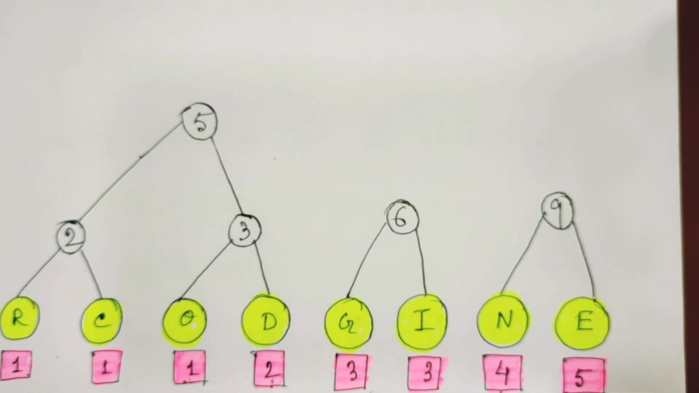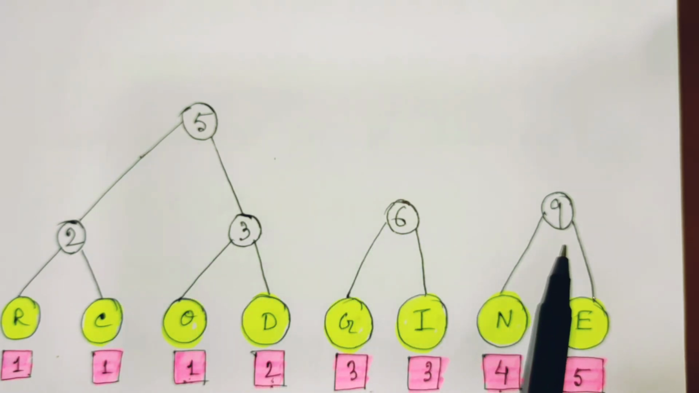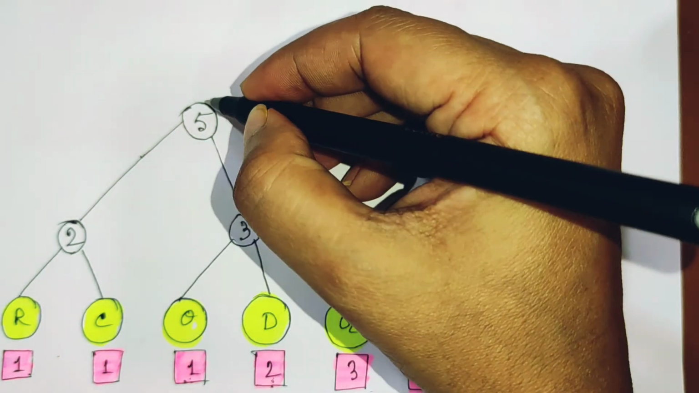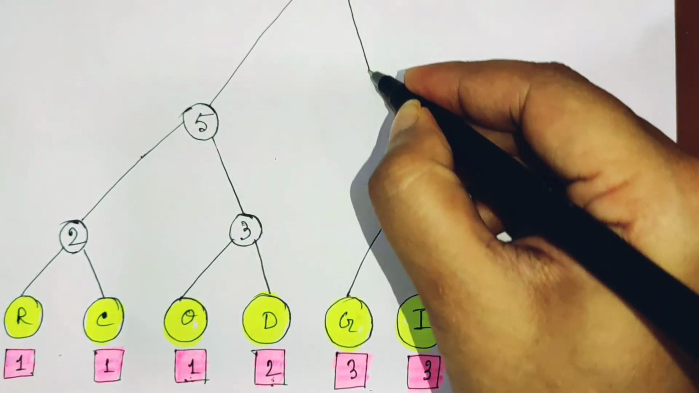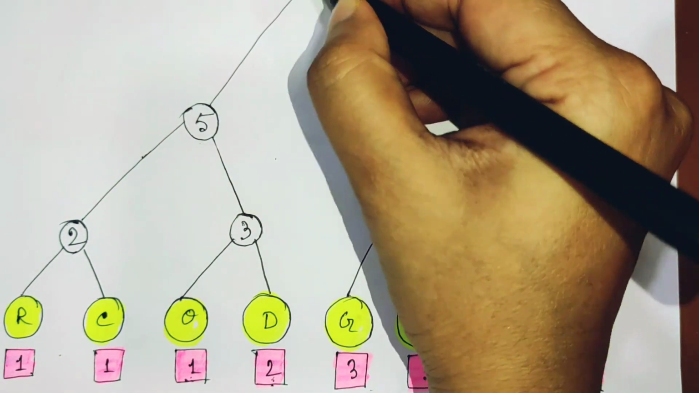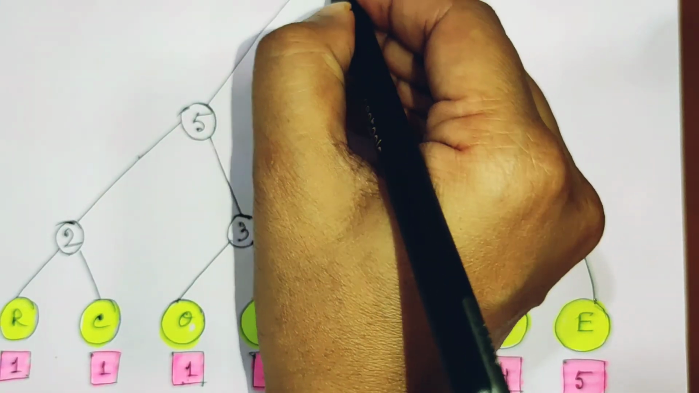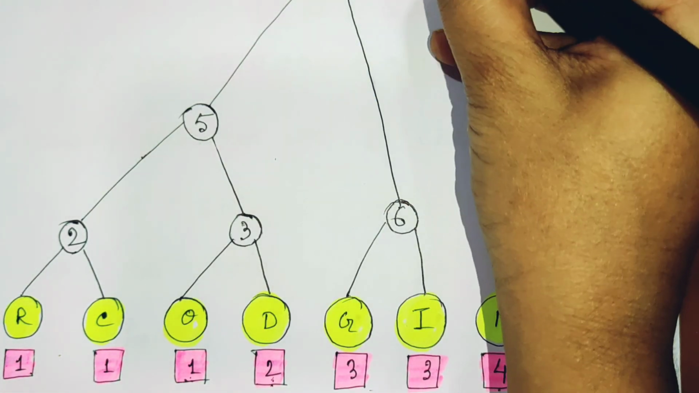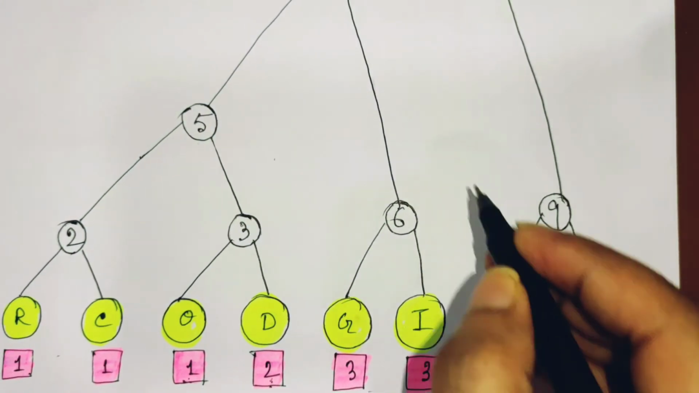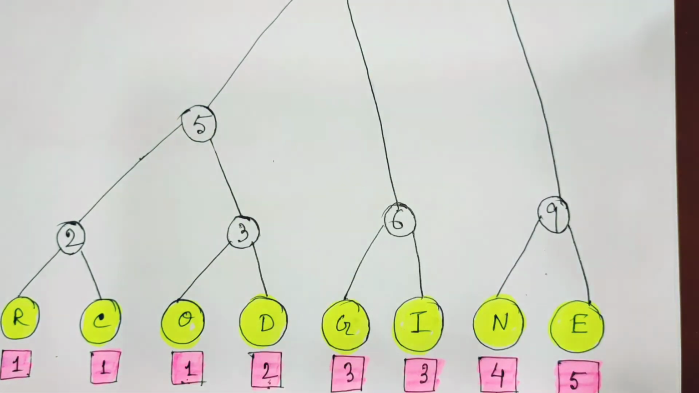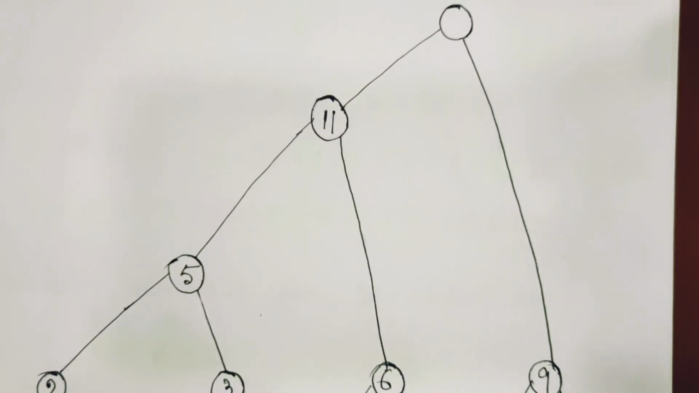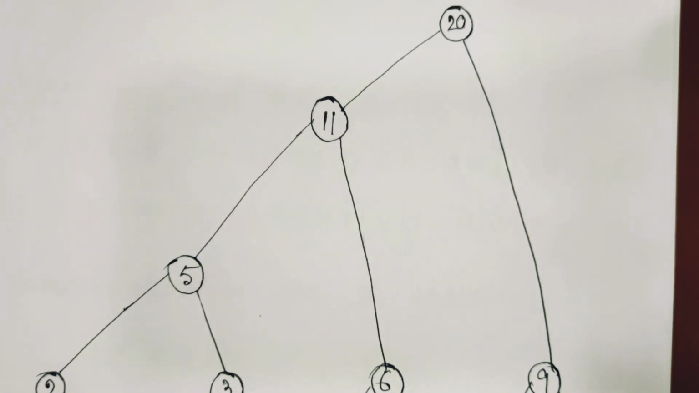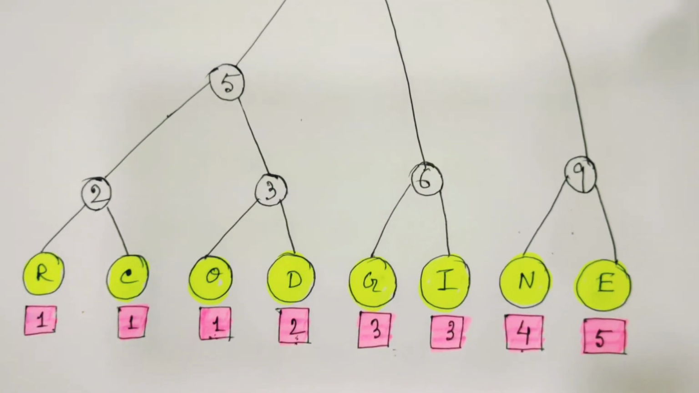So now our frequency values are 5, 6 and 9. Among these three, which two are minimum? This is 5 and 6. So definitely we should combine this 5 and 6. If we combine, the total sum is 11. Next, the two minimum are 11 and 9, and definitely we should combine these two. If we combine these two, we find the total sum is 20. That is the total frequency which we will find. In this way, we form the binary tree.